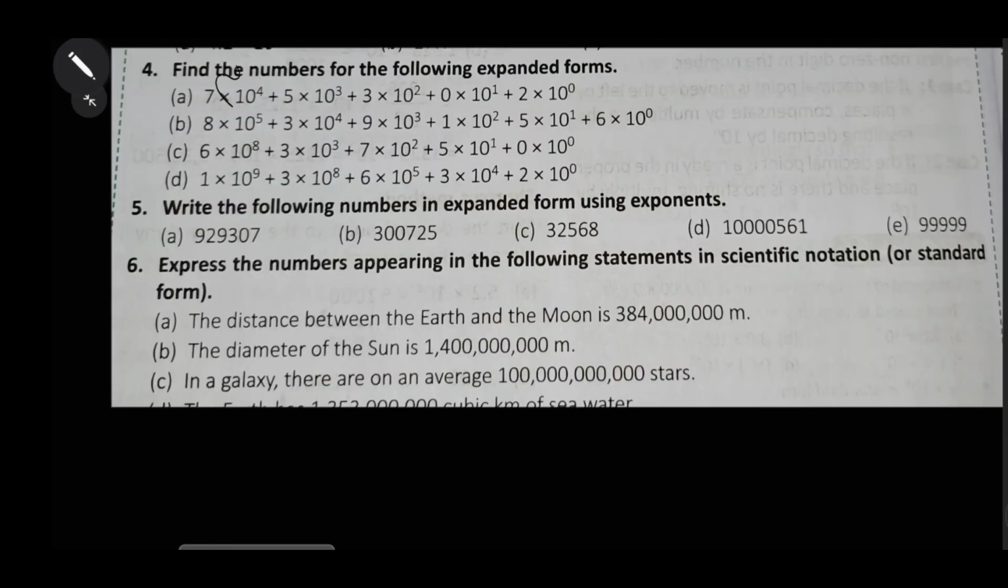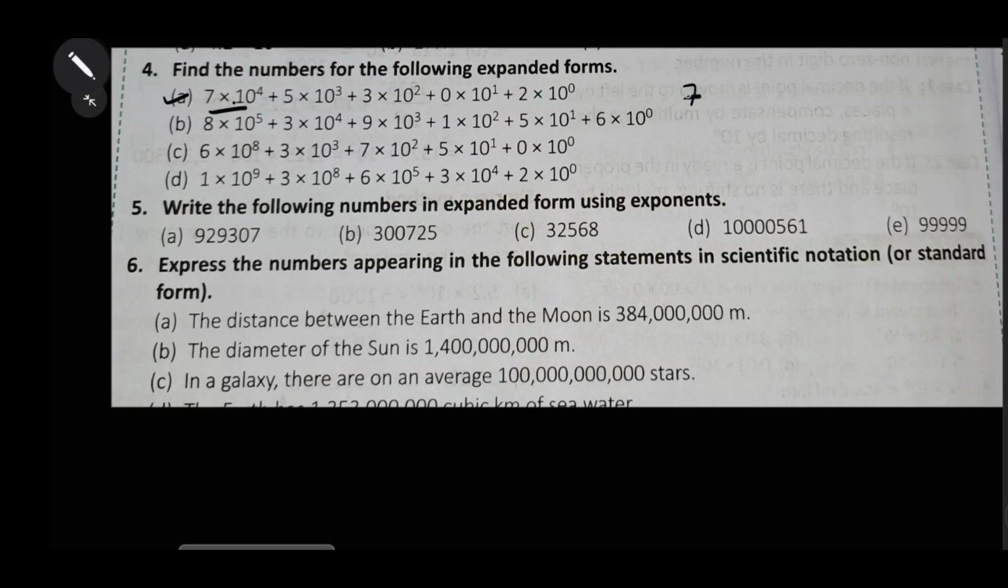So students, our next question is: find the numbers of the following expanded forms. In question number 1, we have 7 into 10 to the power 4 plus 5 into 10 to the power 3, 3 into 10 to the power 2, and 0 into 10 to the power 1, and the last one is 2 into 10 to the power 0. We have to convert it into the usual form. So let us see how we're going to solve this question.